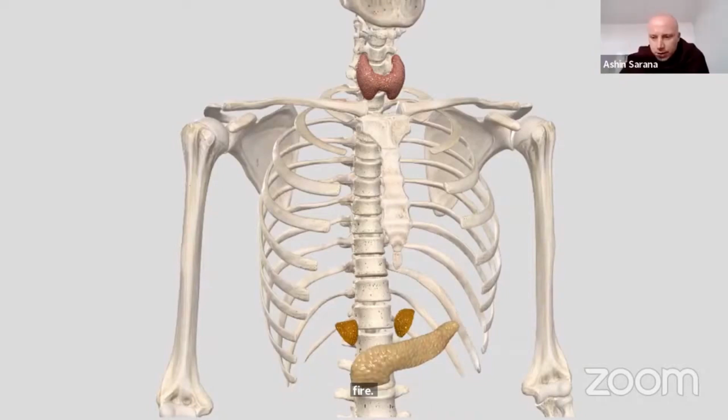The thyroid controls the bodily use of energy. It produces proteins and controls the bodily sensitivity to hormones.